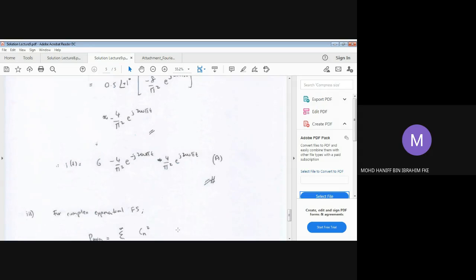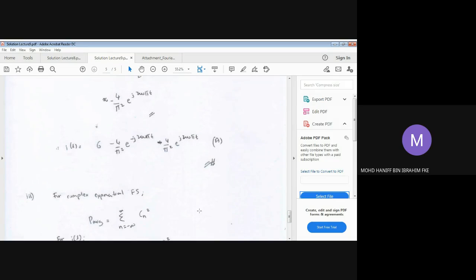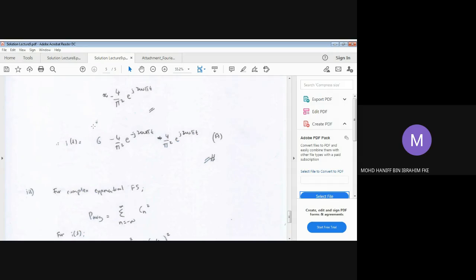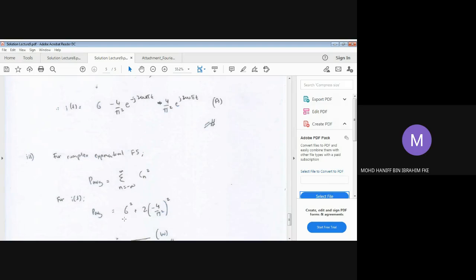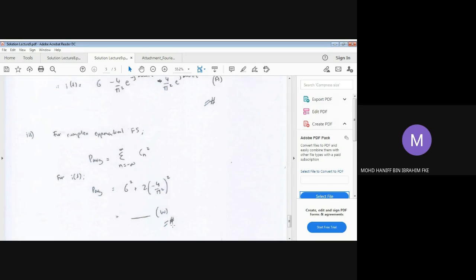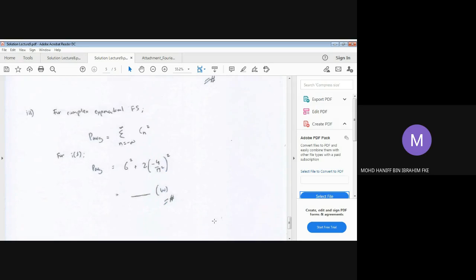Finally, for the complex exponential Fourier series, we are based on this IT, and since IT is in complex exponential, you have to adopt the equations here to calculate the average power. The average power will be 6 squared plus 2 multiplied with these coefficients of 4 over pi squared. That gives us the average power of IT in watts. Hopefully you understand the application of Fourier series in electrical circuits.